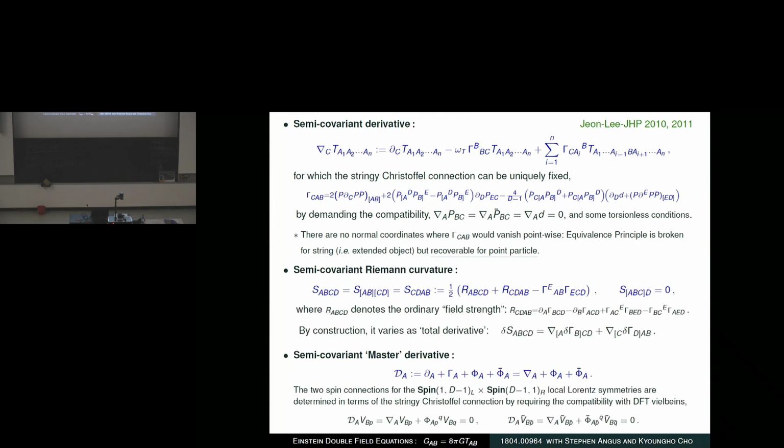One can also define the four-index Riemann curvature out of this connection gamma, and one crucial property is that under an infinitesimal transformation, it varies like a total derivative with respect to this connection-covariant derivative. To take care of the twofold spin groups, one can also introduce two spin connections, phi and phi-bar, and these can also be fixed in terms of this Christoffel connection by demanding compatibility with the DFT vielbein.